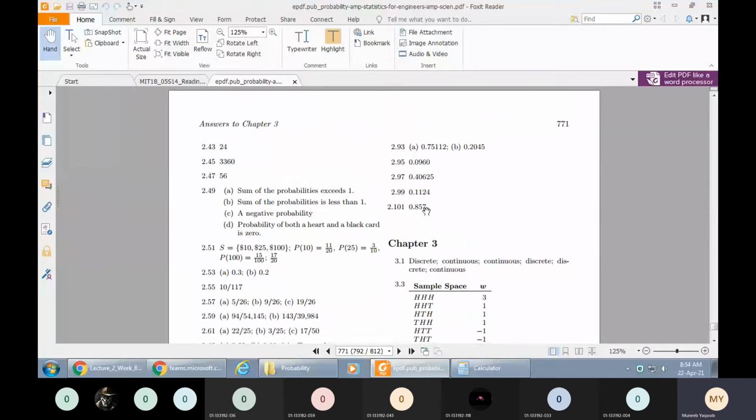And you can clearly see that the answer of question 2.101 is the same as we calculated. It is 0.857. So hence the conclusion is how we apply Bayes theorem. First of all, we apply conditional probability again and again to calculate some intersection probabilities. Then we add those intersection probabilities to get the probability of a particular event.